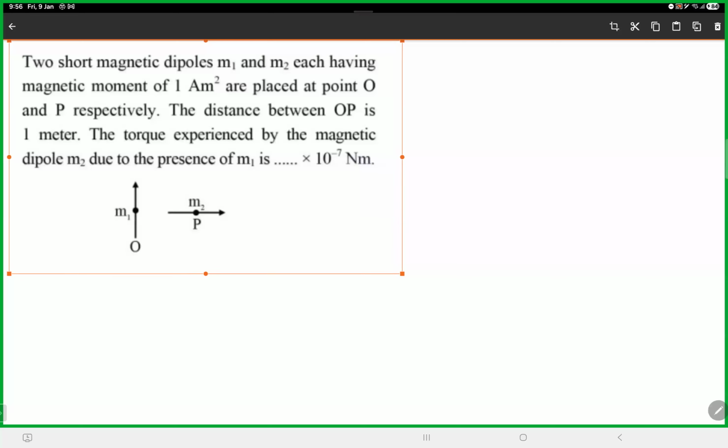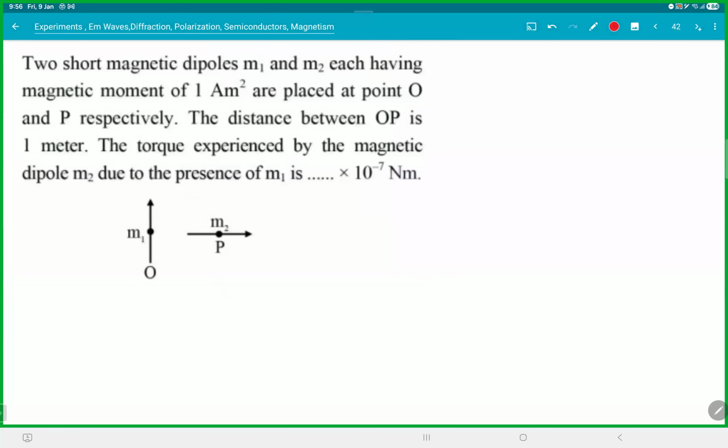Bar magnetism. Two small magnetic dipoles each have magnetic moment 1 ampere meter square and are placed along O and P. The distance between them is 1 meter. The torque experienced by one dipole due to the other. You should know the magnetic field due to magnets.